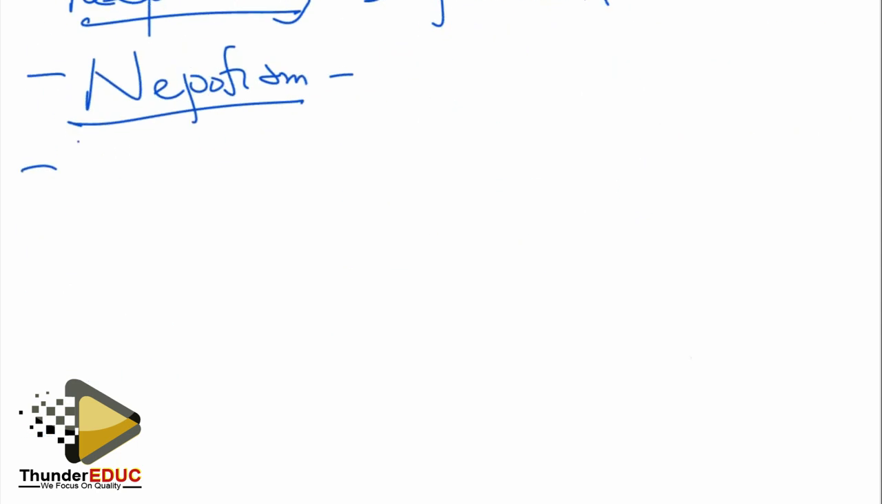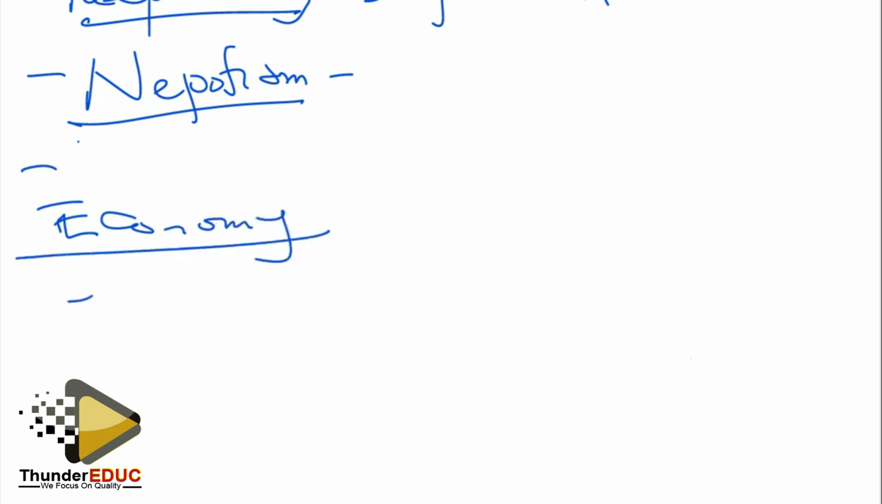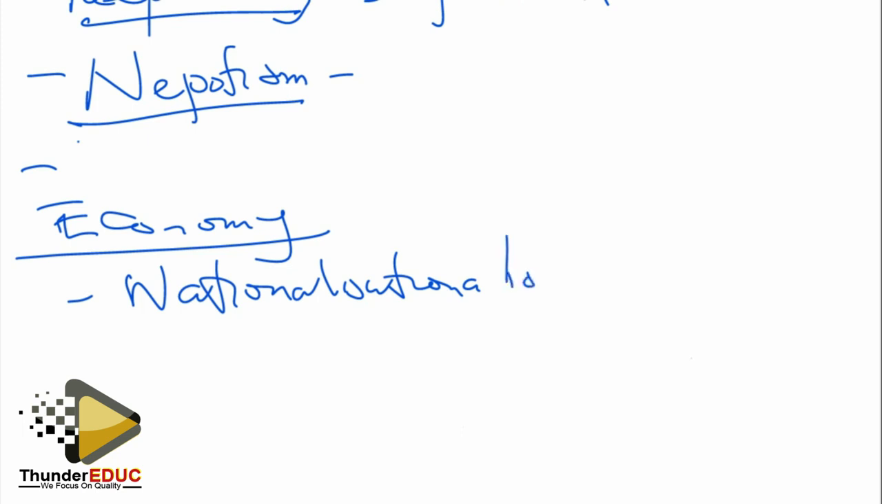We move on to the economy. His economic policies: how did they impact? Did they impact positively or negatively? You talk of nationalization, mainly of the mines. Mobutu introduced nationalization, where he took control of privately owned businesses and made them public. He transformed the ownership of private businesses into state-owned enterprises.